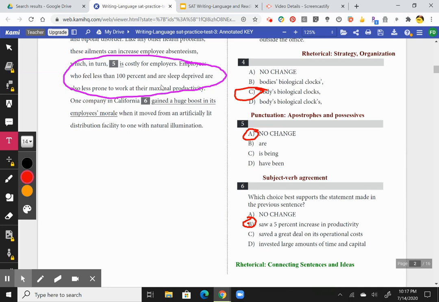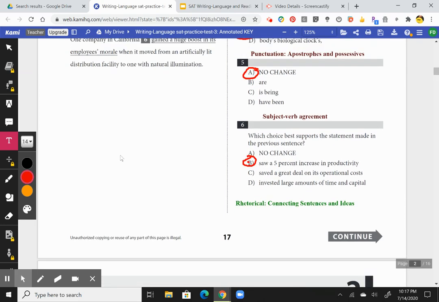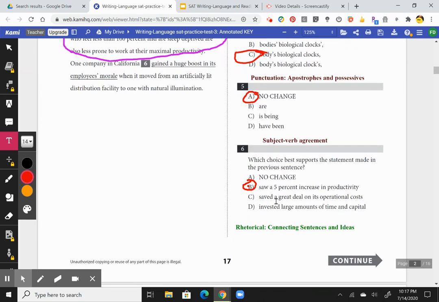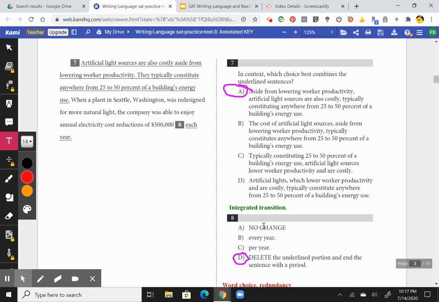It connects the idea of maximum productivity, and then the idea that working in a building with natural light sees a 5% increase in productivity. It connects those two sentences and ideas. Number 7, artificial light sources. And again, I think I talked about this one in a previous video.